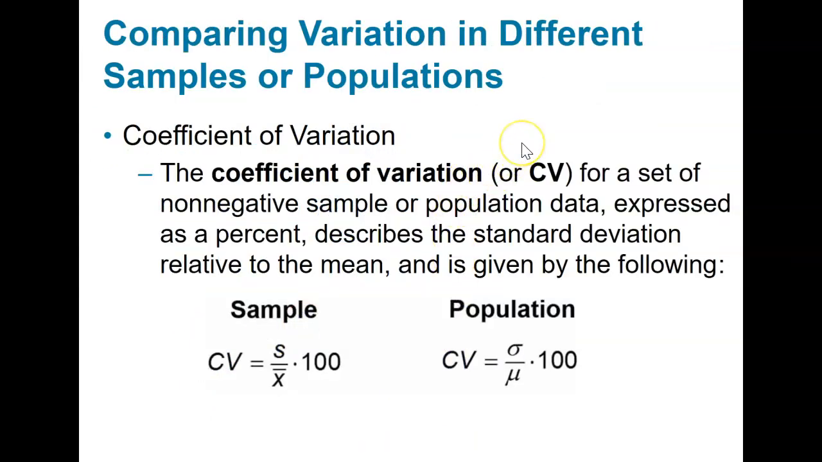Coefficient of variation is used to compare variation in different samples or populations. Coefficient of variation is expressed as a percent and describes the standard deviation relative to the mean, as given by the following formulas. Sample coefficient of variation is the standard deviation of a sample divided by the mean of the sample times 100. Coefficient of variation for the population is population standard deviation divided by the population mean times 100.